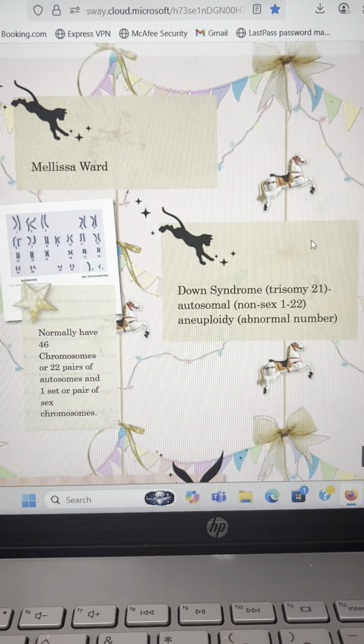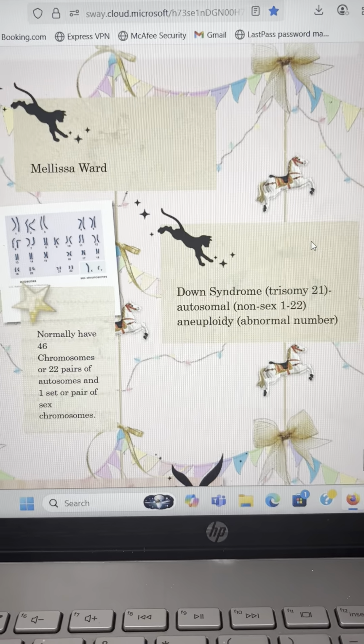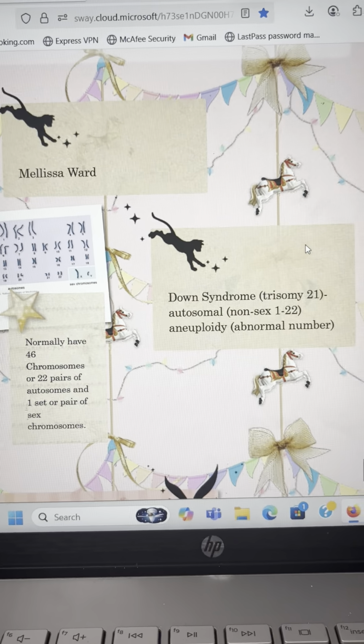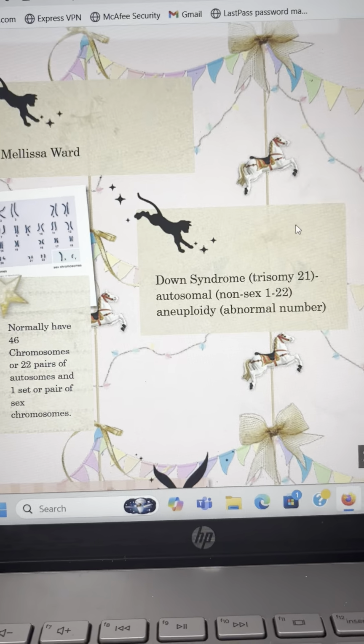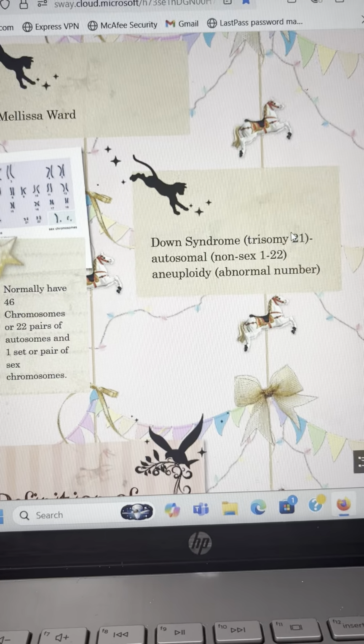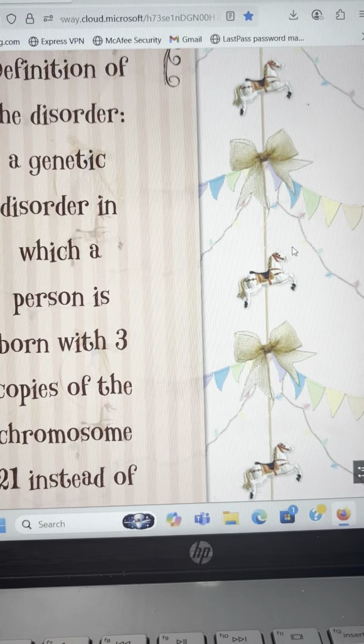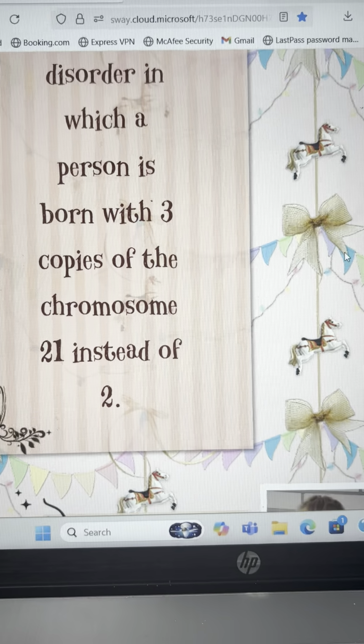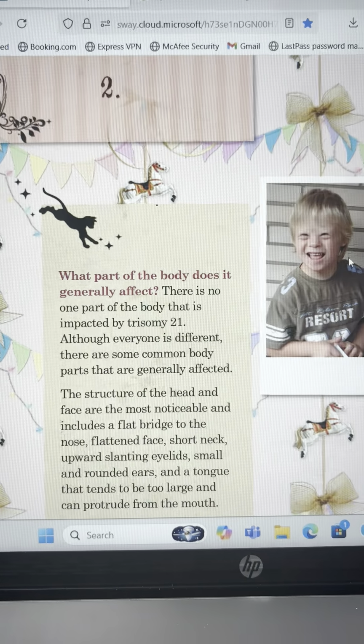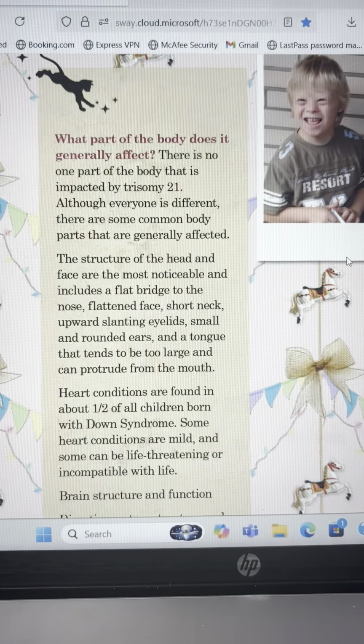Melissa Ward, and I'm going to be talking to you about trisomy 21, autosomal aneuploidy, abnormal number of chromosomes, specifically chromosome 21. The definition is a genetic disorder in which a person is born with 3 copies of the chromosome 21 instead of 2.